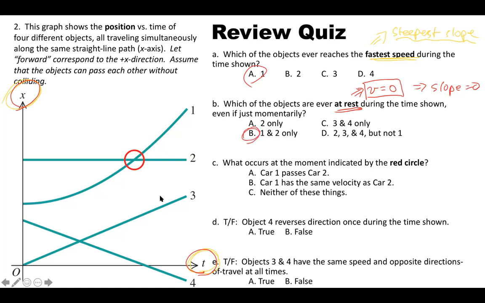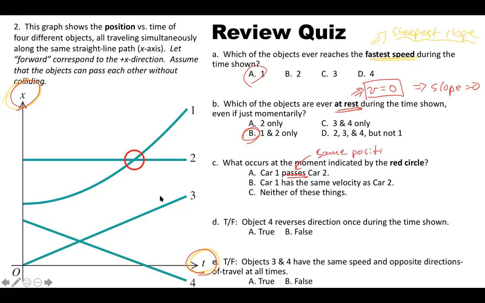Okay. Part C, what occurs at the moment indicated by the red circle? Well, we can sort of do these by trial and error. Option A, car 1 passes car 2. Well, when we see passes, what does that mean? That means that car 1 and car 2 must have the same position.